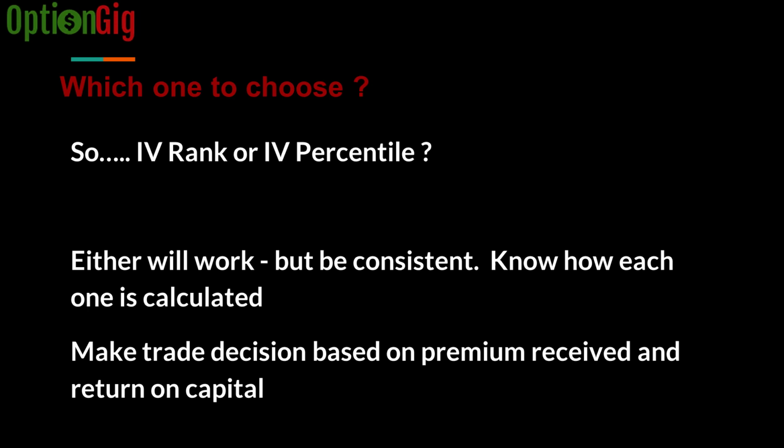I use a combination of both. Mostly I depend on IV rank, but I have used IV percentile also for some time. I think the most important thing to learn is, no IV rank, no IV percentile, understand how it is calculated, but make your trade decision based on the premium received and the return on capital. I think that is more important. Sell options when either IV rank or IV percentile is high, and check how much premium you're getting and how much is the return on capital.